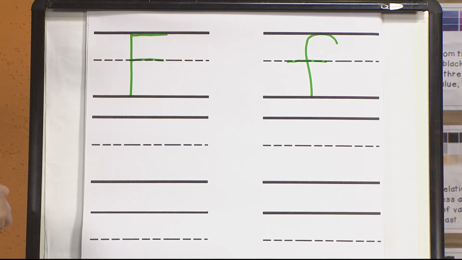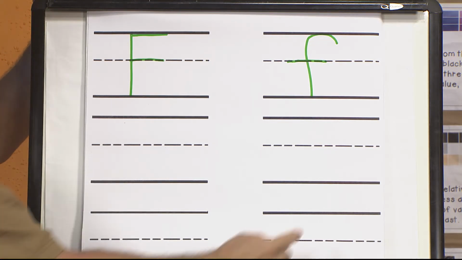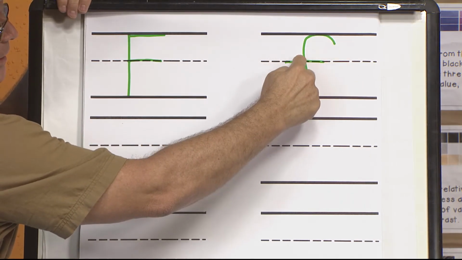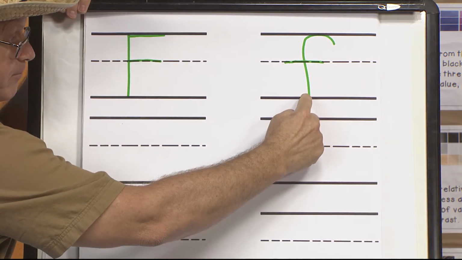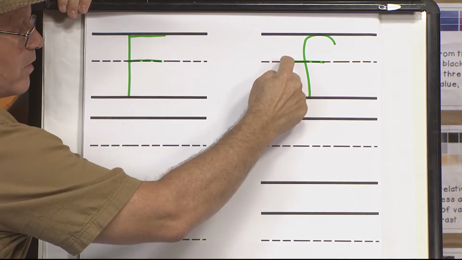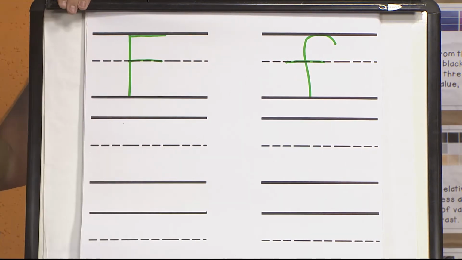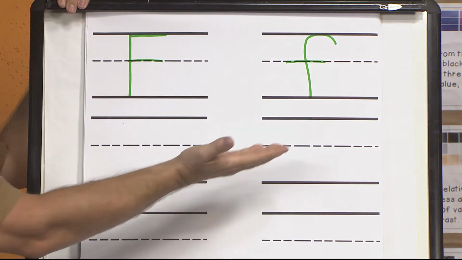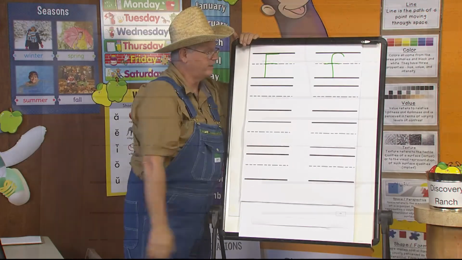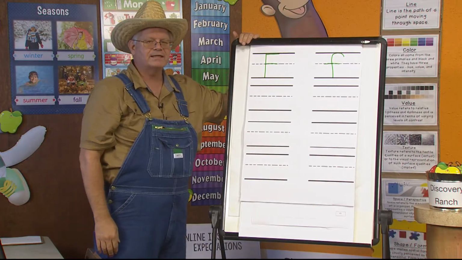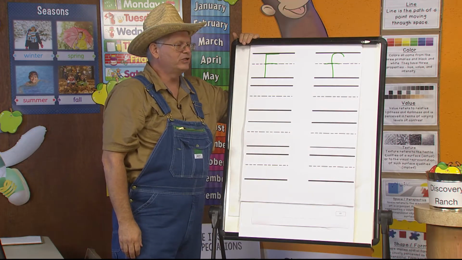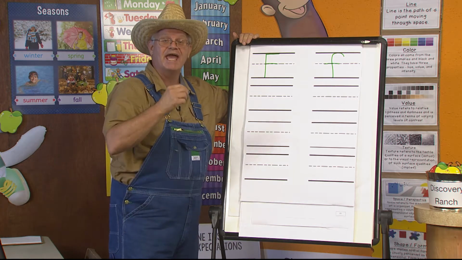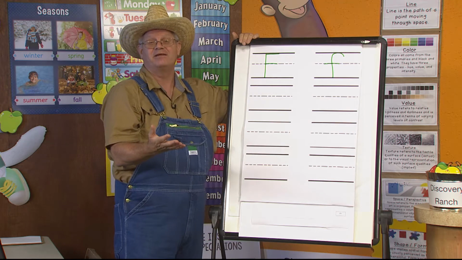Now let's do it one more time with our finger. Start at the top and I go around backwards and I go all the way down to the bottom and stop. And then I put a cross right on the dotted line. There's our lowercase f. So I have the uppercase f and I have the lowercase f. Now when we're looking at that lowercase f, did you find some clues that are going to help you figure out which animal letter it may be?